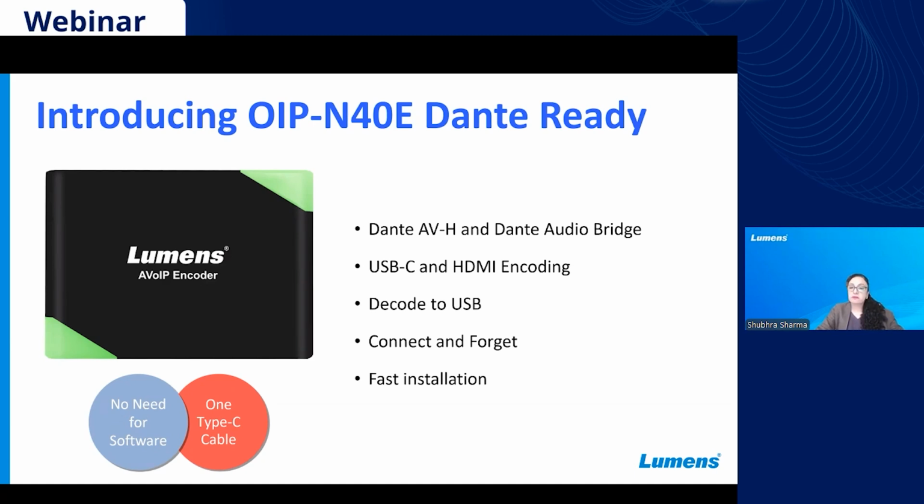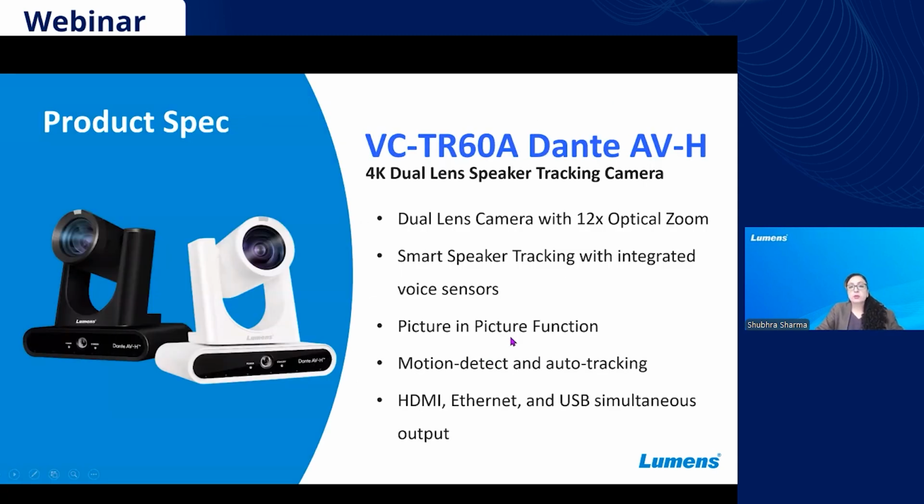Same goes for the N40E, the Dante AV-H audio and video bridge. Again, it will have a USB. You can encode USB Type-C and HDMI and decode to USB, connect and forget, with very fast installation. So this was about the Dante series in terms of the OIP category that we have launched.